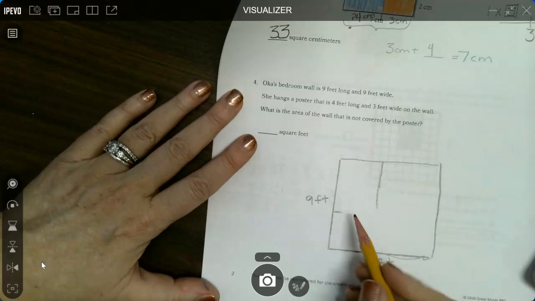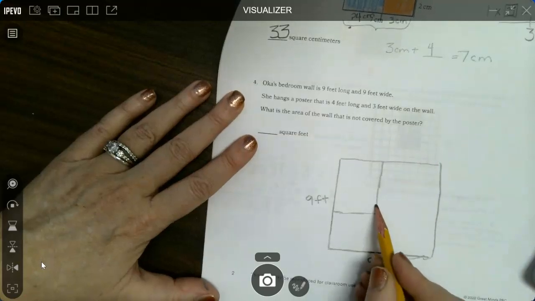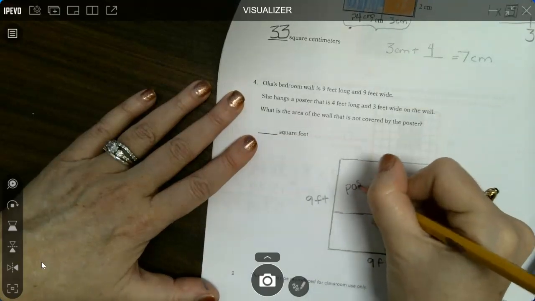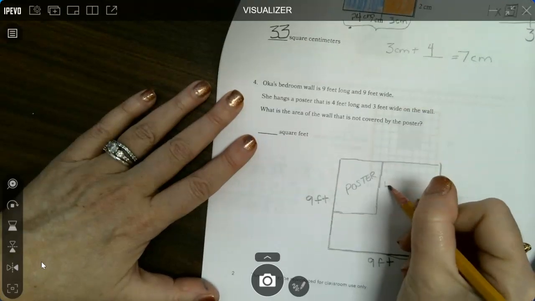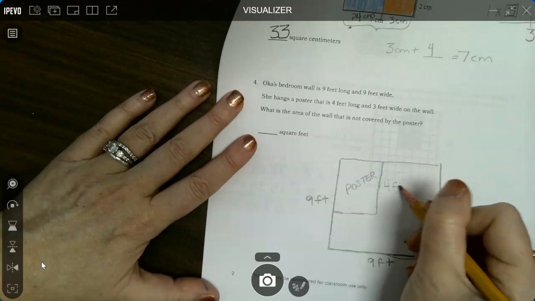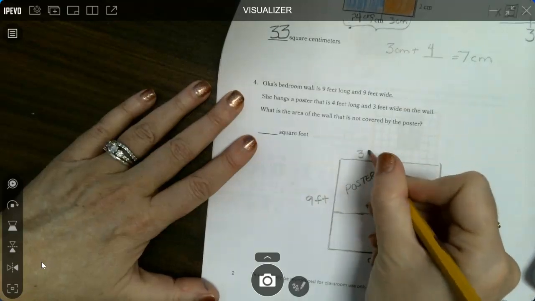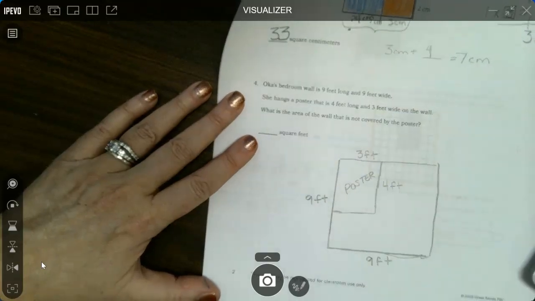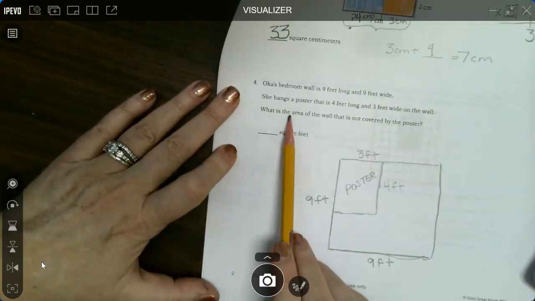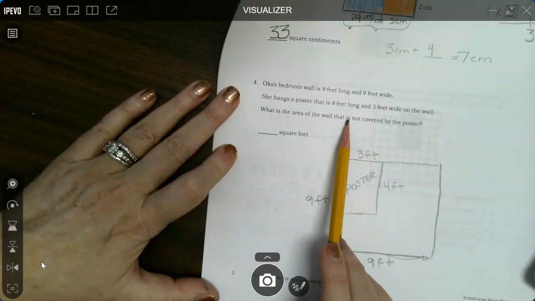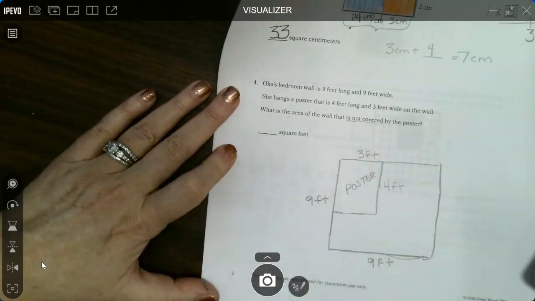So I'm going to hang it. I just chose to hang mine in the corner. This is her poster. Her poster is 4 feet long and 3 feet wide. The next question asks, what is the area of the wall not covered by the poster.